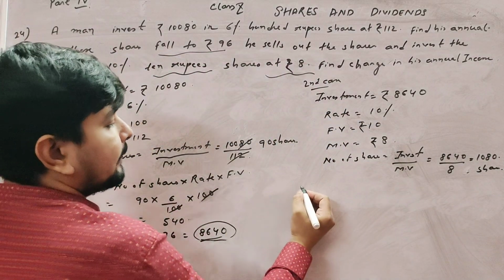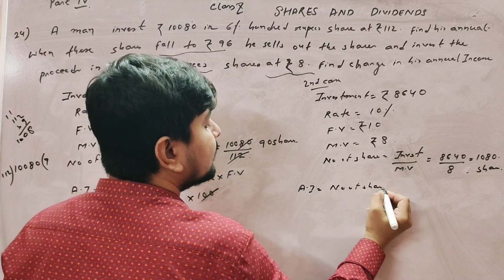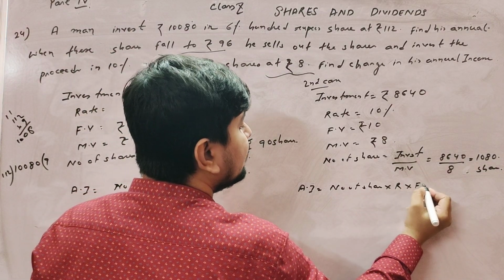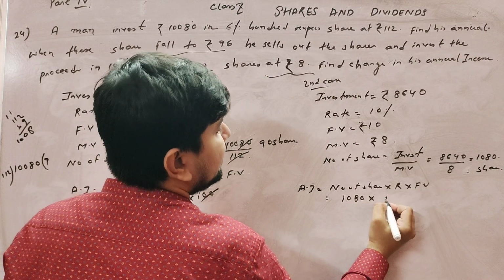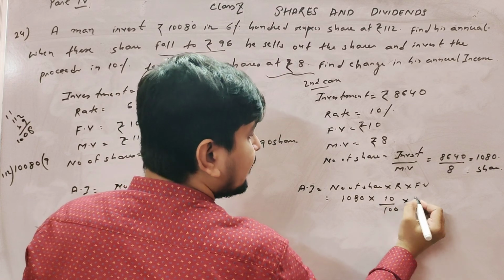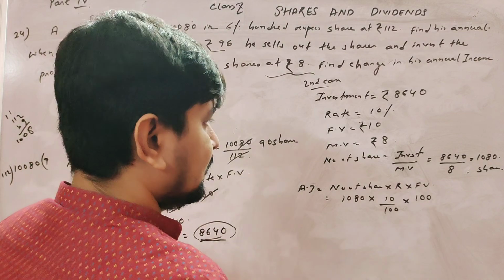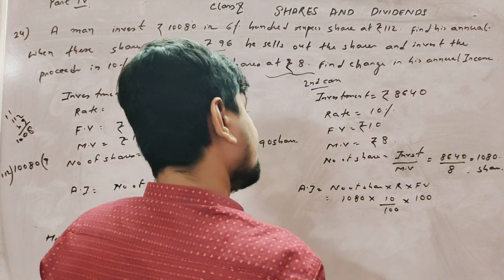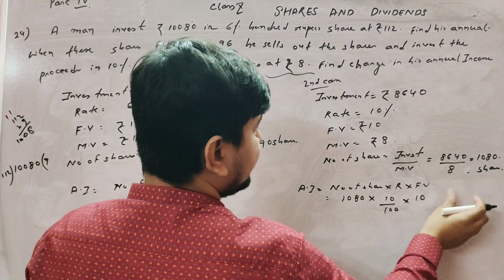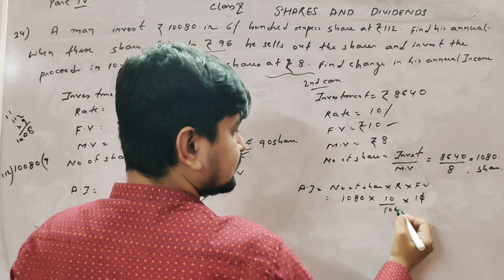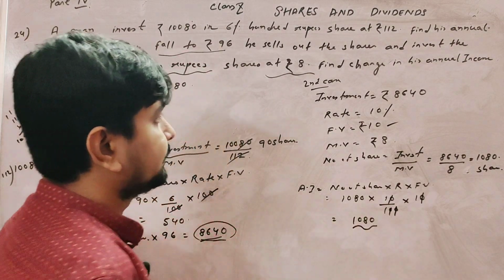Done. Okay, annual income, number of shares into rate into face value. Number of shares is 1080, rate is 10%, face value is 10. So annual income is 1080.